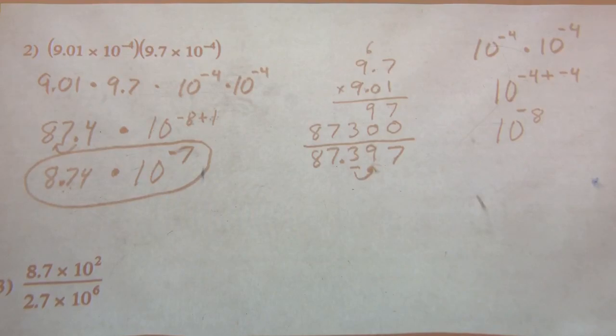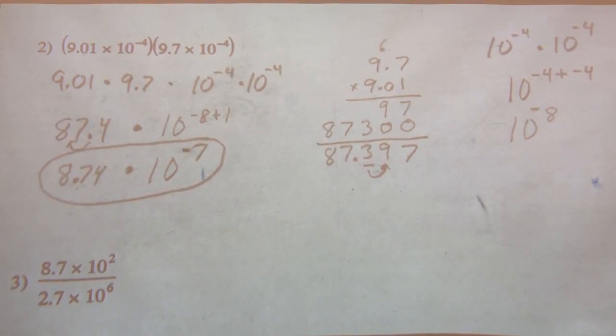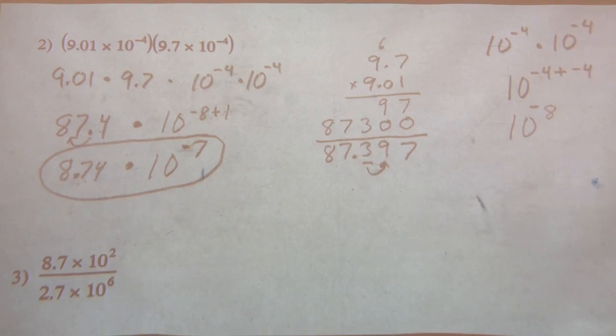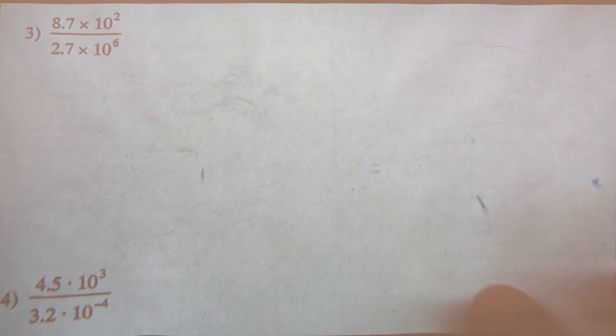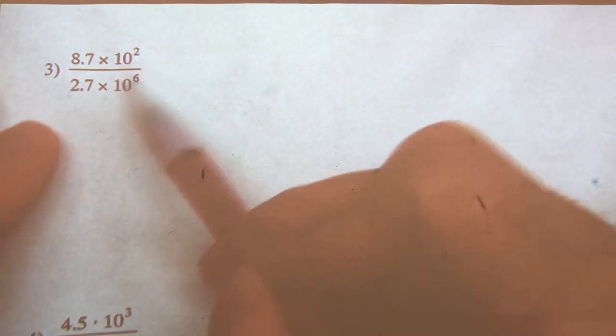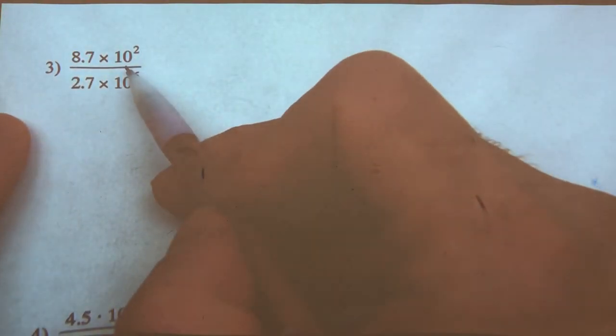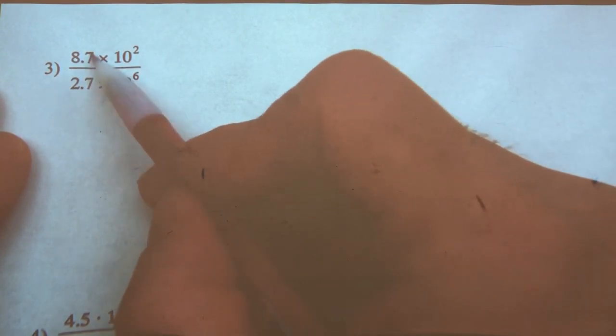So those were two examples of multiplying numbers in scientific notation. Let's do divide now. Dividing numbers in scientific notation. Here we can see two numbers in scientific notation, and they're being divided. The way we do this, very similar, is we divide the decimals and we divide the powers using the appropriate rules for each.